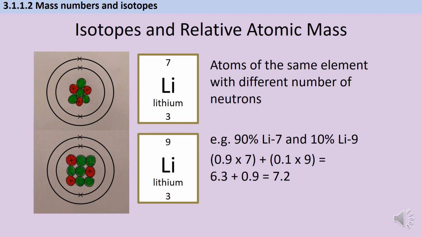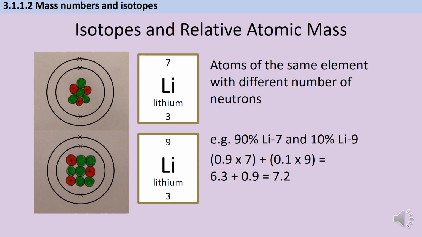Now, we mentioned already that there's a difference between mass number and relative atomic mass. So the mass number refers to a particular atom. Here we've got lithium with a mass number of 7 and lithium with a mass number of 9, whereas the relative atomic mass refers to a sample and says, well, what's the kind of average mass of all of the atoms in there? So we need to be able to work that out using abundance data.